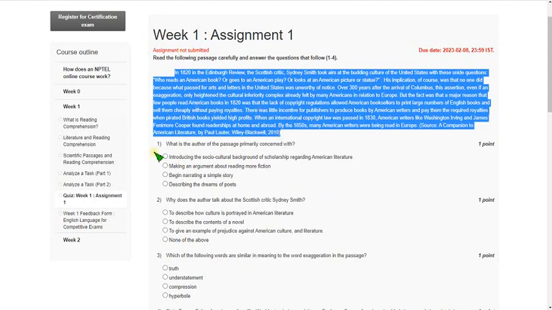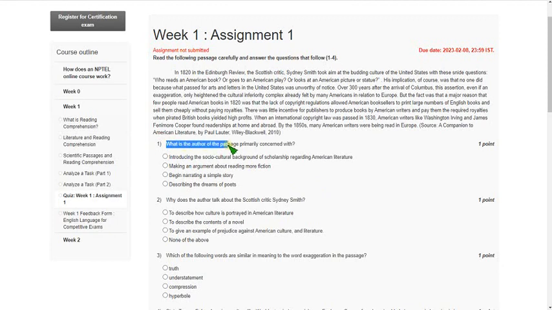So let's see the first question. What is the author of the passage primarily concerned with? So the answer for the first question is option A, introducing the socio-cultural background of scholarship regarding American literature. Moving on to the second one.